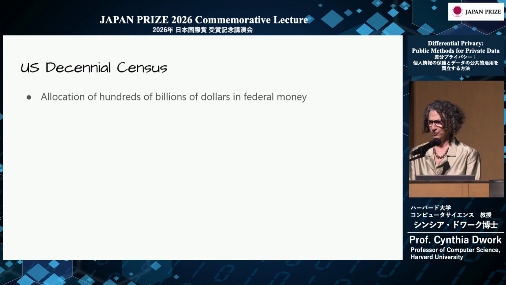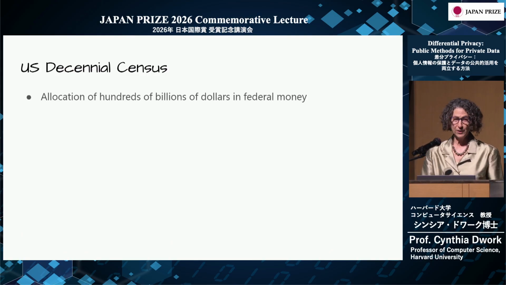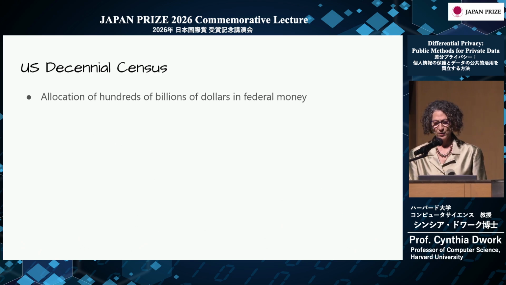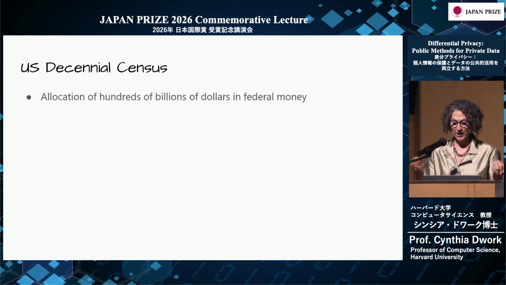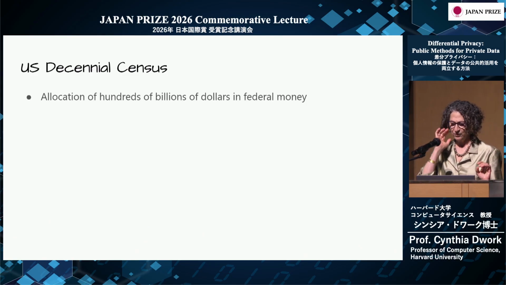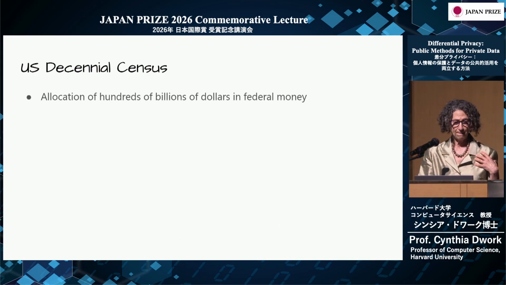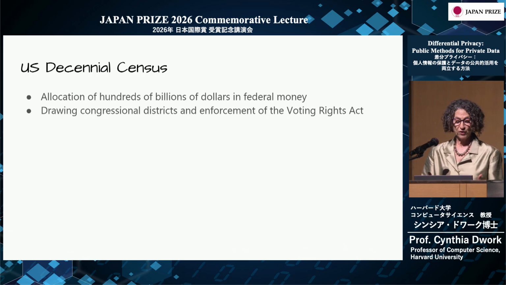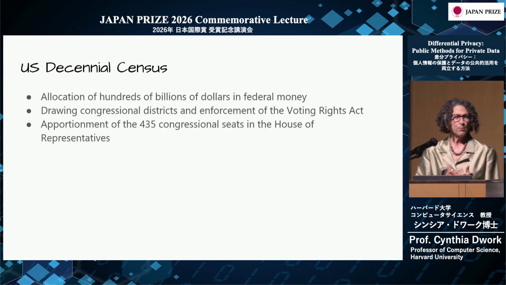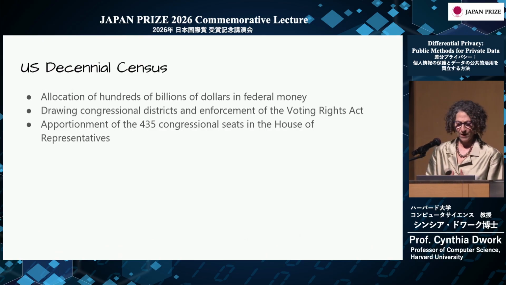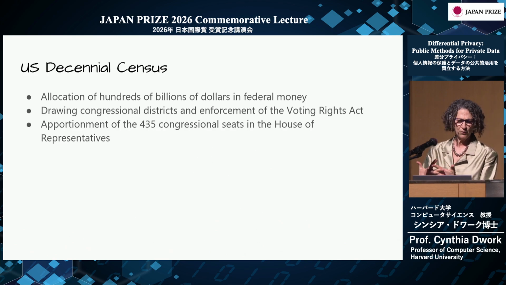Here's another case where statistics are crucial. I mentioned the US decennial census. So every decade, the United States government carries out a complete enumeration or count of the people living in the United States. The enumerated populations in each state serve as the basis for allocation of hundreds of billions of dollars in federal money, the drawing of congressional districts and the enforcement of the Voting Rights Act, the apportionment of the 435 congressional seats in the House of Representatives.